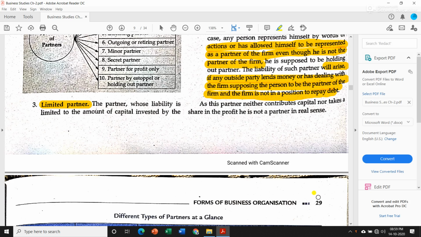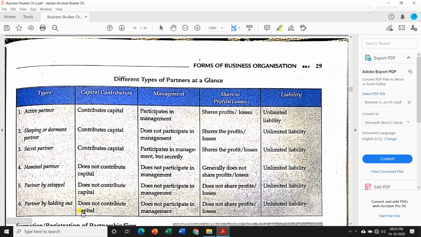Okay, now let us see the basic difference between the 6 main types of partners: active partner, sleeping or dormant partner, and secret partner. All three of them contribute capital, but nominal partner, partner by estoppel, partner by holding out do not contribute any capital. Then management decisions. While managing the partnership firm, only active partner and secret partner take participation.